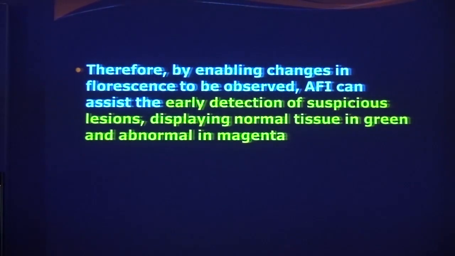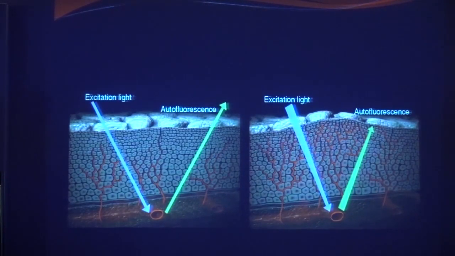Therefore, by enabling changes in fluorescence to be observed, autofluorescent imaging can assist in early detection of suspicious lesions, displaying the normal tissue in green and abnormal in magenta. This is the principle illustrated. This is the excitation light. When it reaches a normal mucosa, it will autofluoresce as green. But if it is abnormal, thickened or highly vascularized, it will not fluoresce well, so the green light will lessen.